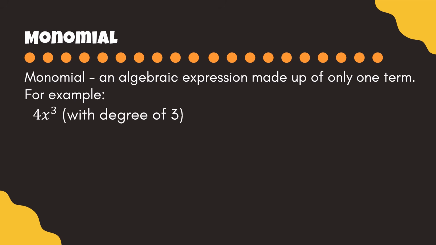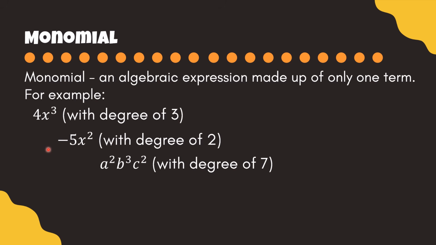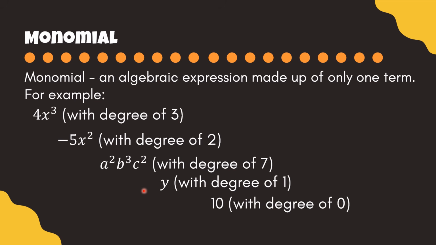For example, 4x cubed with degree of 3, negative 5x squared with degree of 2, a squared, b cubed, c squared with degree of 7, y with degree of 1, and 10 with degree of 0. When we say degree, it refers to the exponent of your variable. For example, in this 4x cubed, since 3 is exponent of x, therefore its degree is 3.